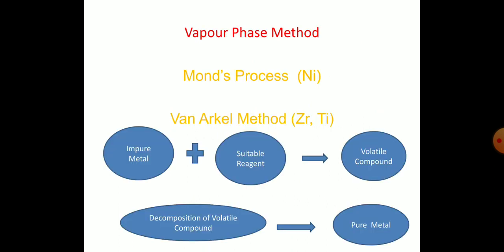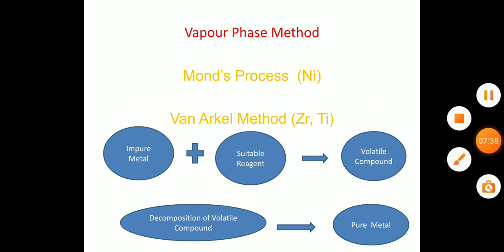Then finally, the purification method given is the vapor phase method. As we have seen in the first slide itself, the vapor phase method is of two types. One is the Mond process, which is employed for the refining of nickel, whereas the other one is the Van Arkel method, which is used for titanium or zirconium. Okay, so those two are the processes we are going to see now under the heading of vapor phase method. Here in this flow chart I have shown you the principle of the vapor phase method.